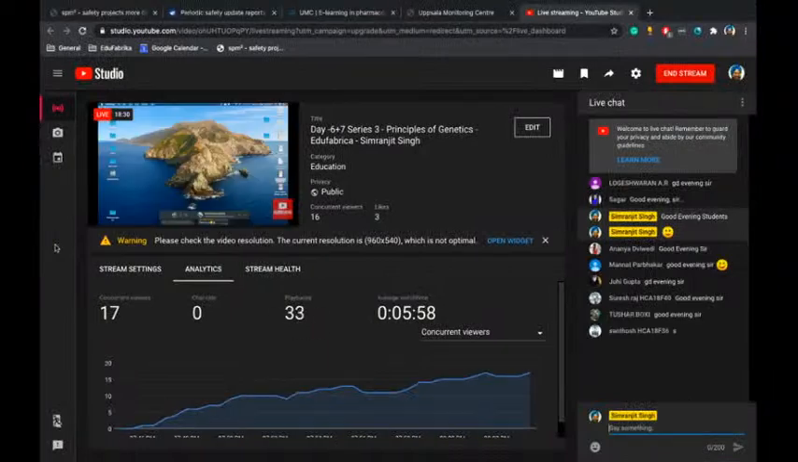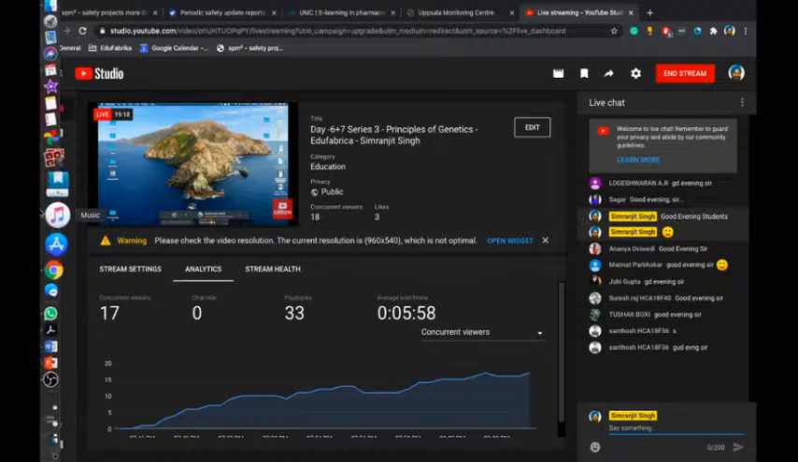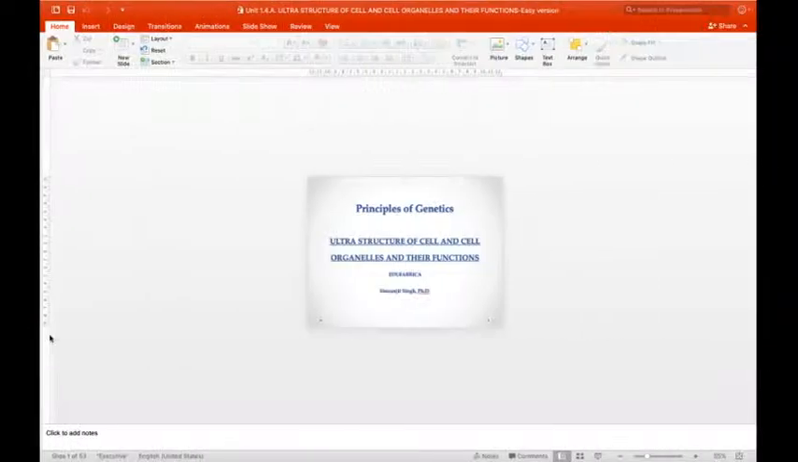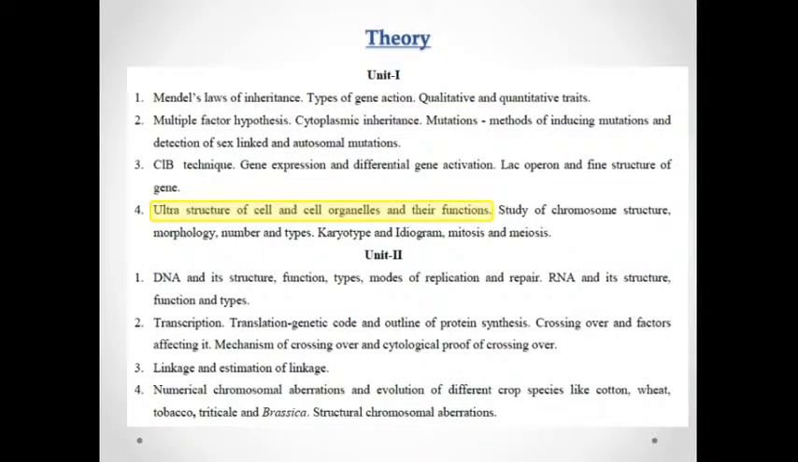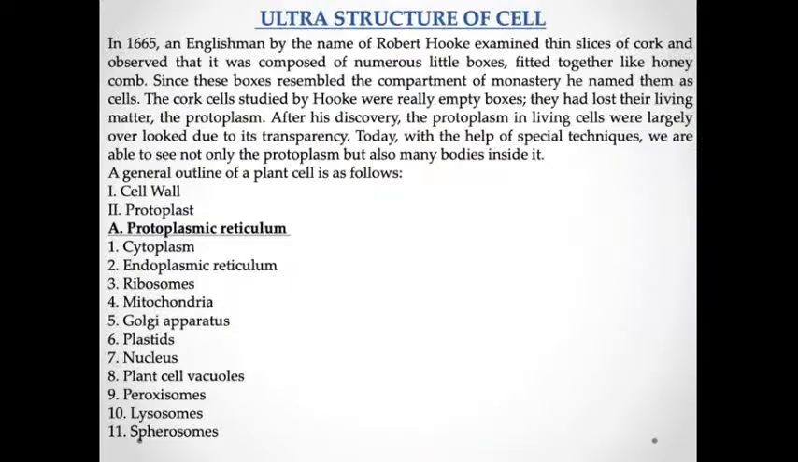So class, let's start. Ultrastructure of cell and cell organelles and their functions. I will be dealing with unit 1, that is ultrastructure of cells and their cell organelles and their functions. We will be dealing with all parts, from the cell wall to protoplasm, cytoplasm, endoplasmic reticulum. All the structures we will be dealing with in today's lecture.